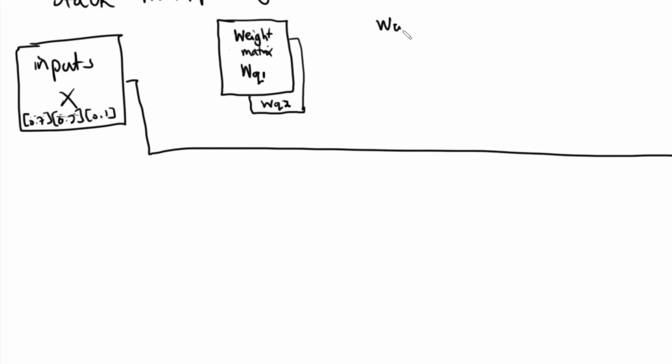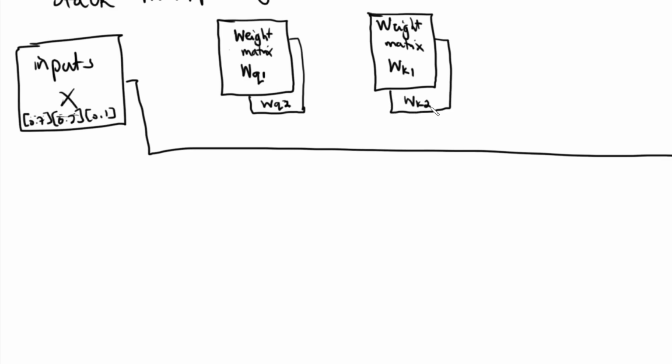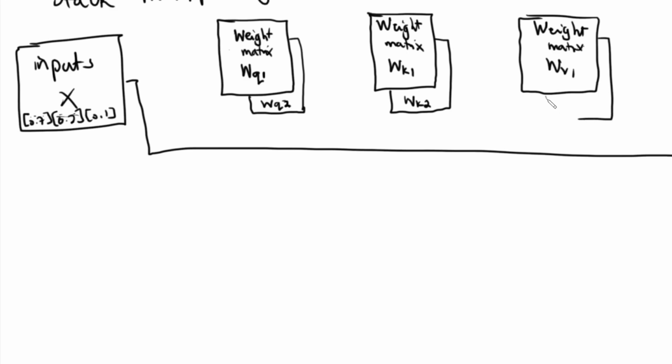The same thing, we are going to create another weight matrix, and that is for our keys. This one will be the key weight matrix number 1, and we're going to have a key matrix number 2. Again, same thing. We'll have weight matrix WV, but this is going to be the first one, and we'll have a second one, WV2, and so on and so forth. So these inputs are going to be operated on by WQ1, also operated by WQ2.